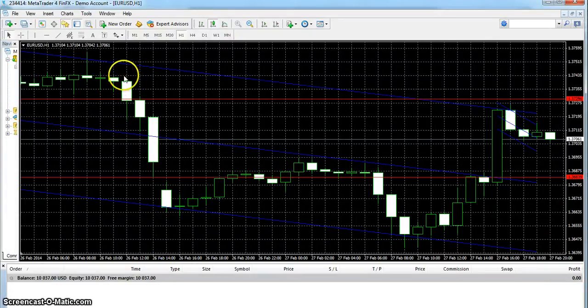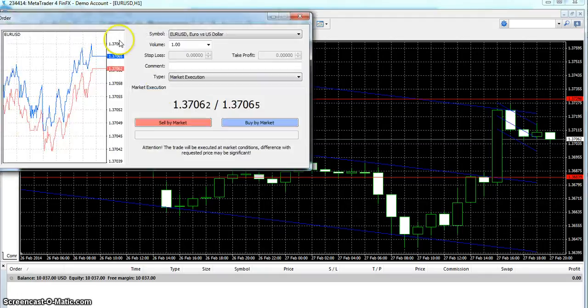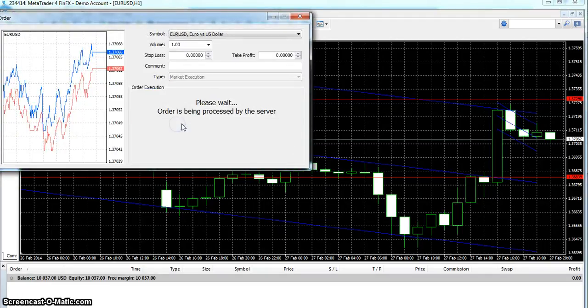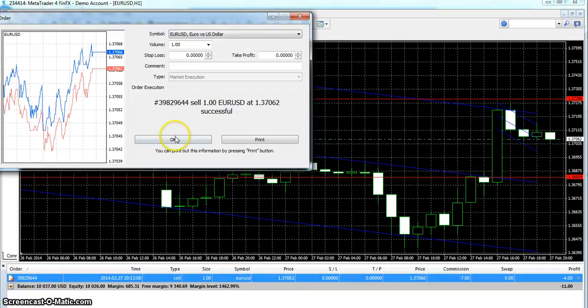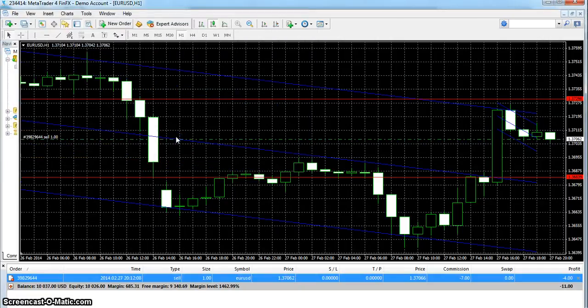So here we are back in our Euro US dollar. Let's just go ahead and put in a trade. Let's put in a sell trade. Okay, we've got our trade in. Now, as I showed you previously in the other video, one way that you can get out of a trade is basically just clicking on the X here.